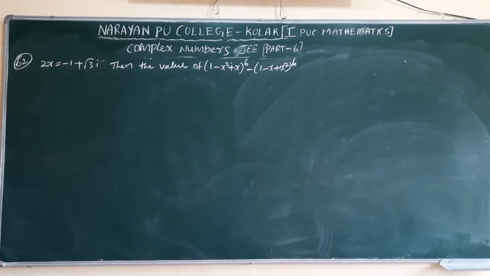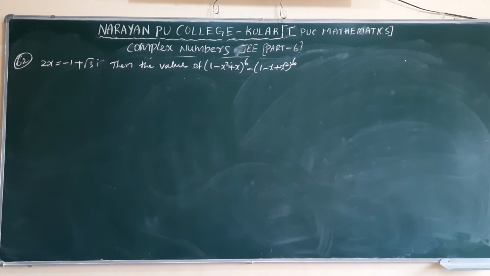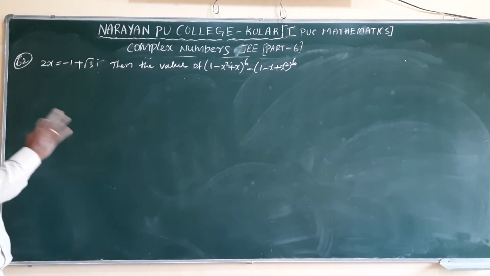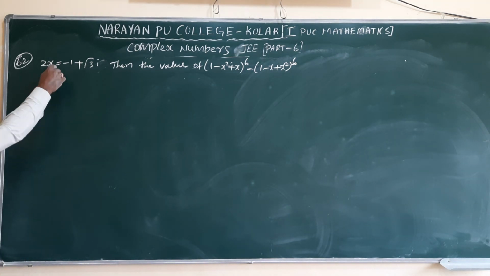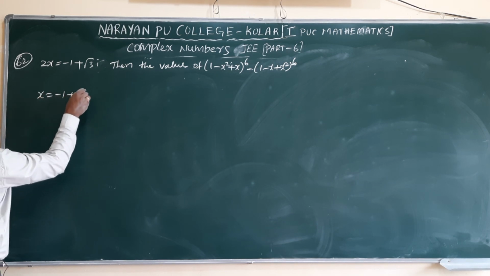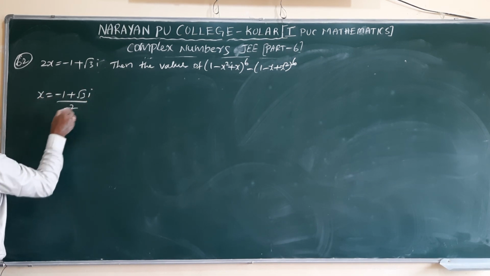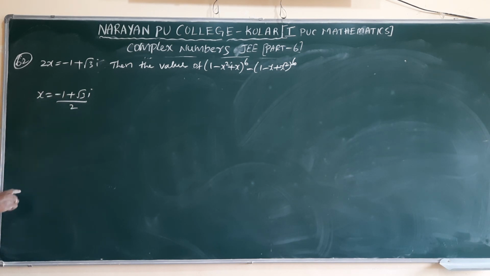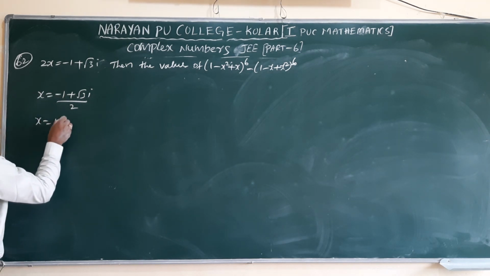This question, question 62: 2x is equal to minus 1 plus root 3 i, then find the value of (1 minus x square plus x) whole power 6 minus (1 minus x plus x square) whole power 6. First we have to find the value of x here. X is equal to (minus 1 plus root 3 i) divided by 2. Already we know this value is omega, x is equal to omega.